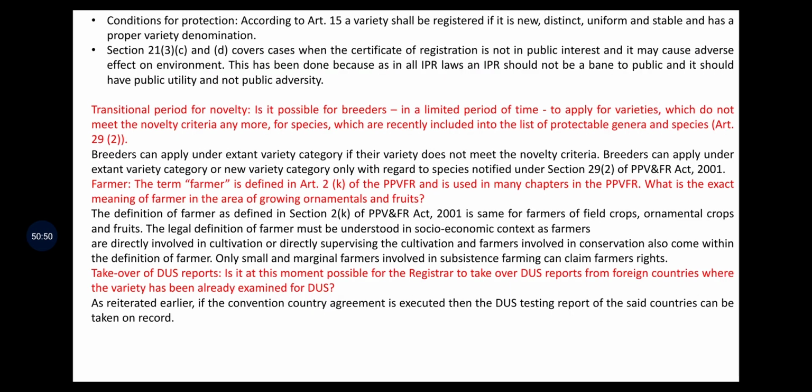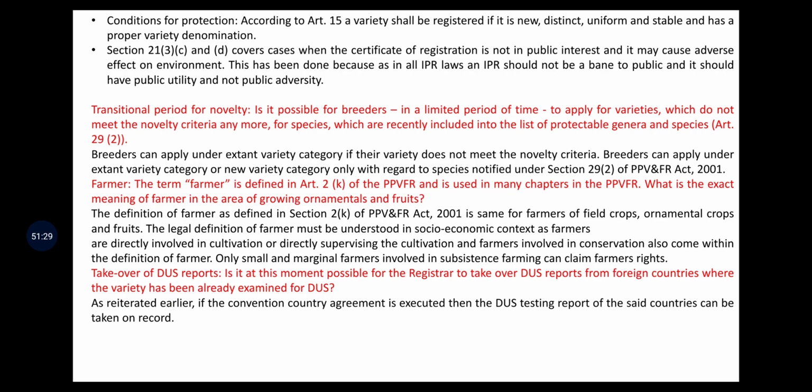Conditions for protection according to Article 15. There shall be registered as new, distinct, uniform, and stable. Section 21 point 3 of PPV&FR covers cases when the certificate of registration is not of public interest and in many cases has an adverse effect on the environment. This has been done because, as in all IP laws, IPR should not be a bane to the public and it should have public utility and not public disadvantage.